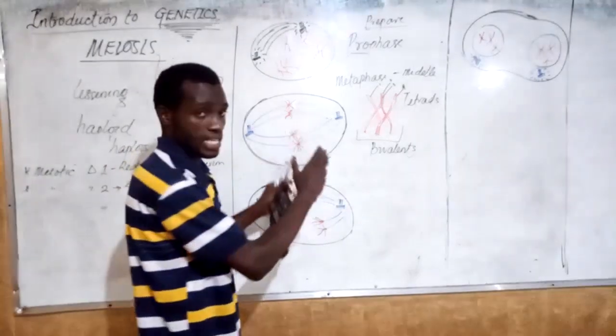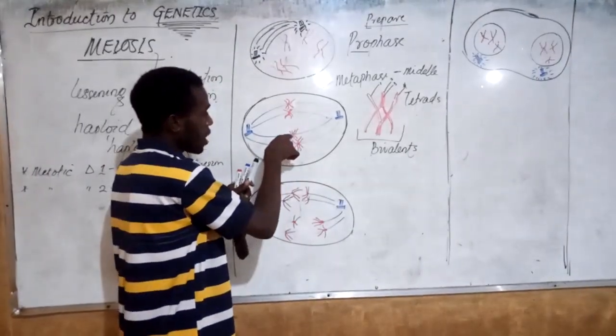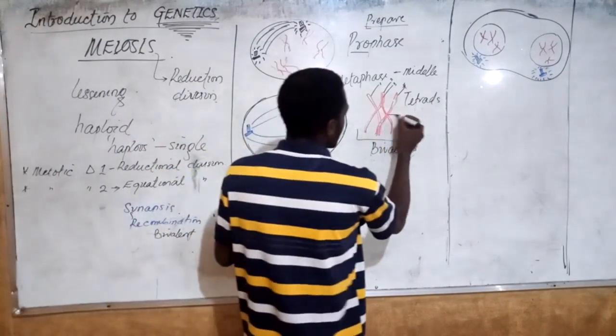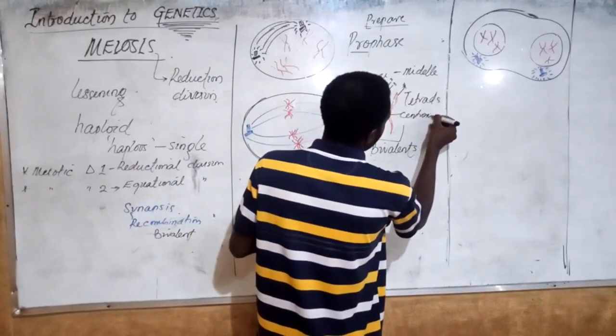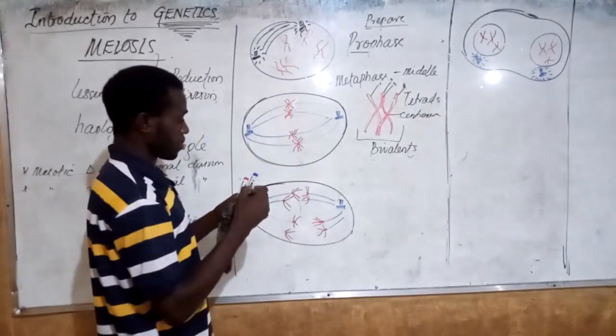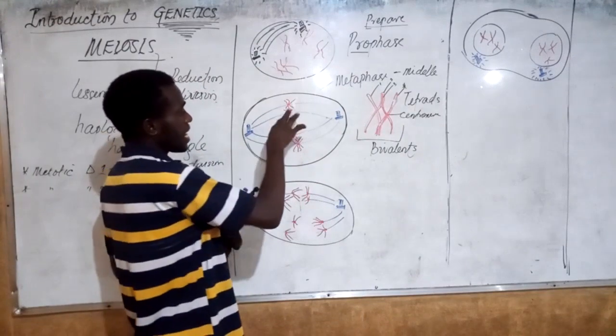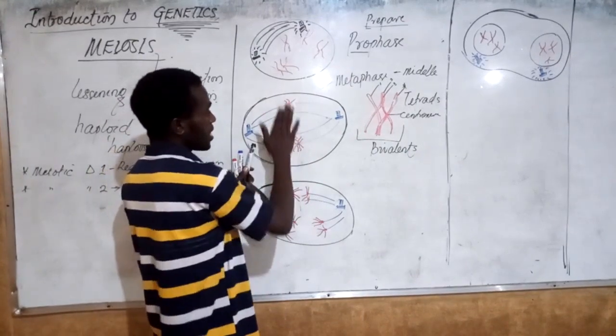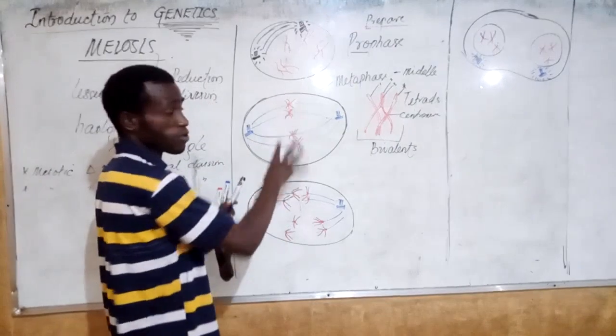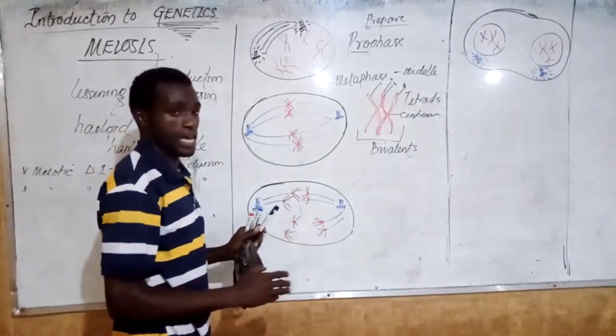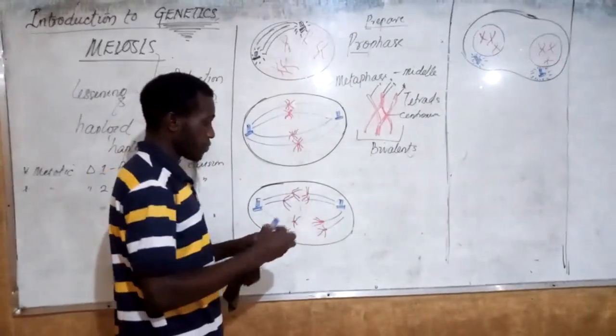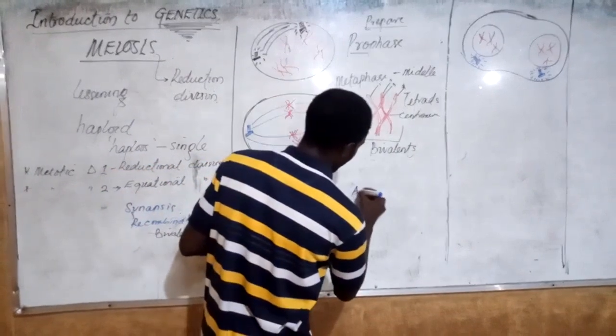They align themselves at the center with their centromeres. This portion is called the centromere. They align themselves at this portion, and they are able to stay in the equatorial region of the spindle fiber. Then the next phase that happens is the anaphase.